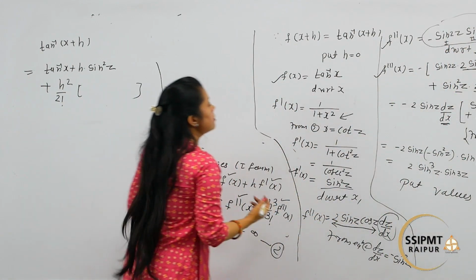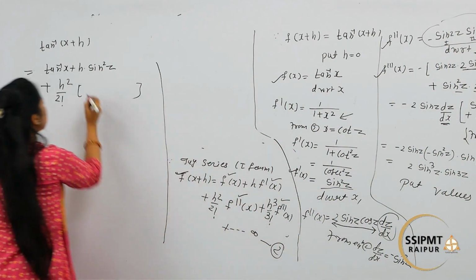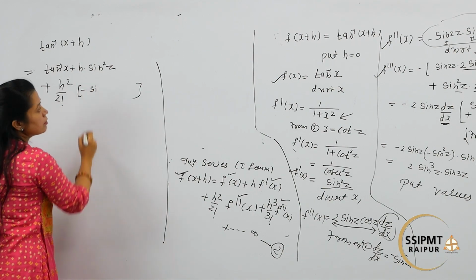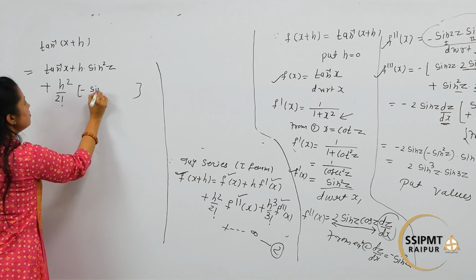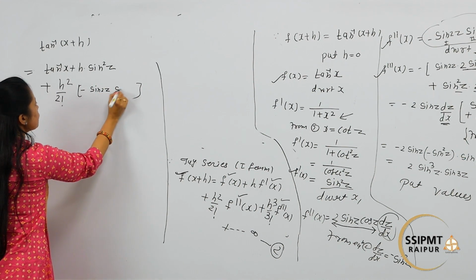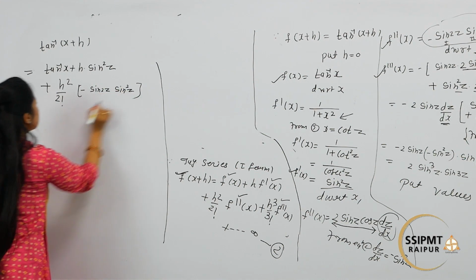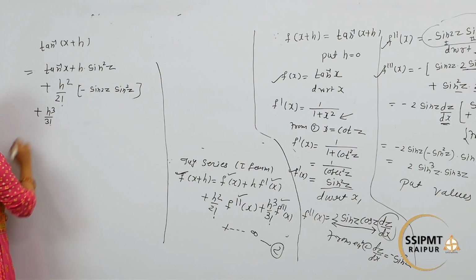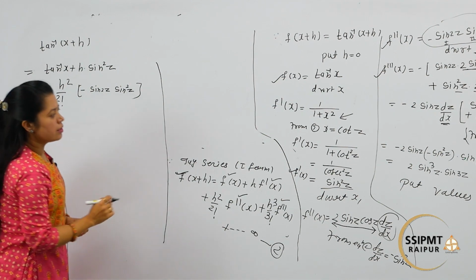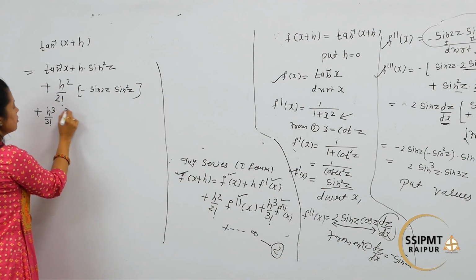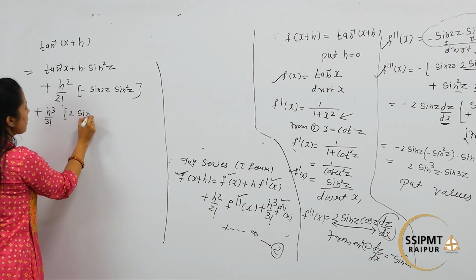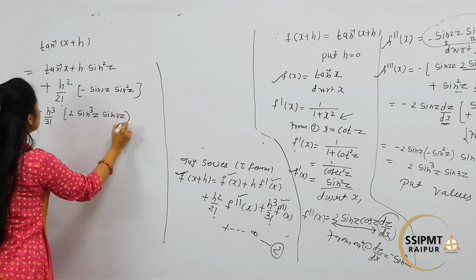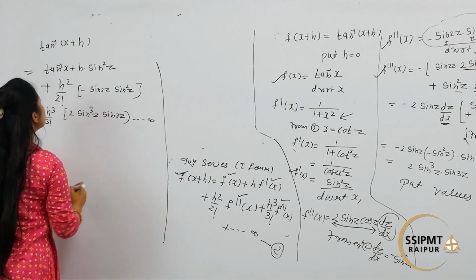So it is, as we can see, minus sin 2z sin square z. Alright, and h cube upon factorial 3 f triple dash x. So it is 2 sin cube z sin 3z and so on up to infinity.